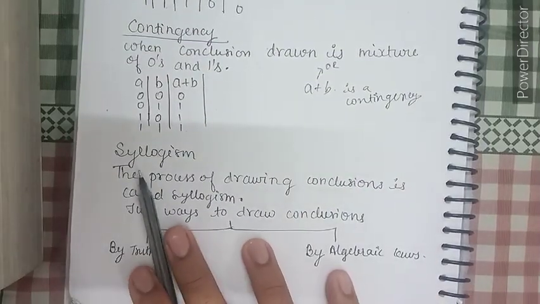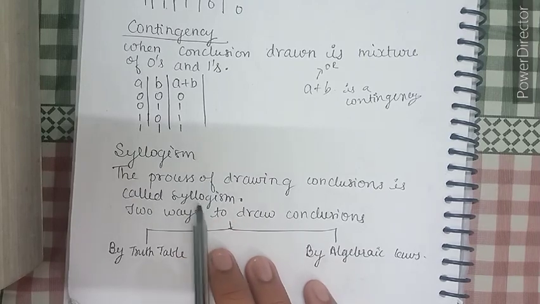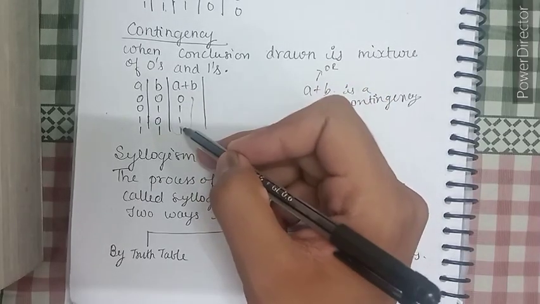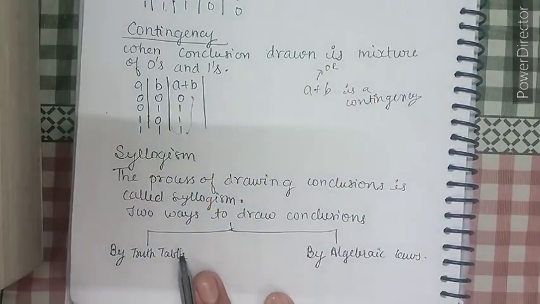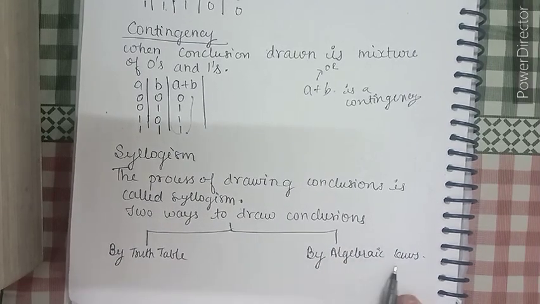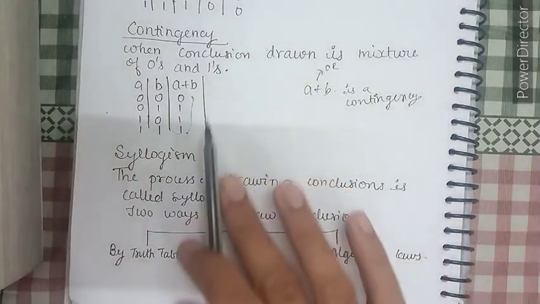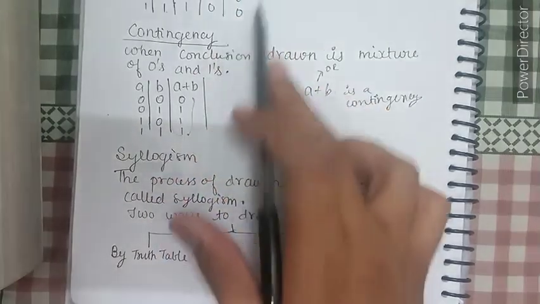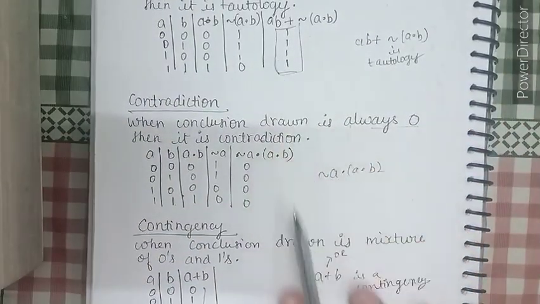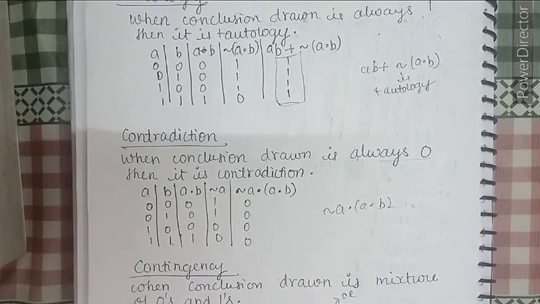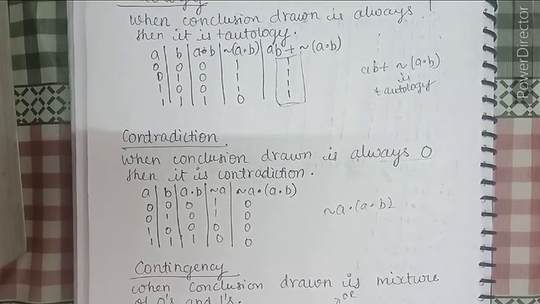Now coming to the next, that is syllogism. The process of drawing conclusions is called syllogism. We can draw conclusions in two ways: either by truth table or by algebraic laws. Till now we have drawn the conclusions by truth table. In the next video of this Boolean algebra, we will draw conclusions by truth table and by algebraic laws.